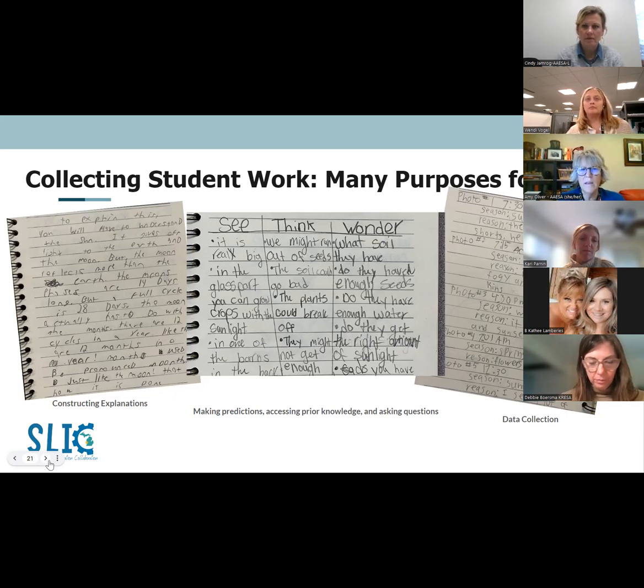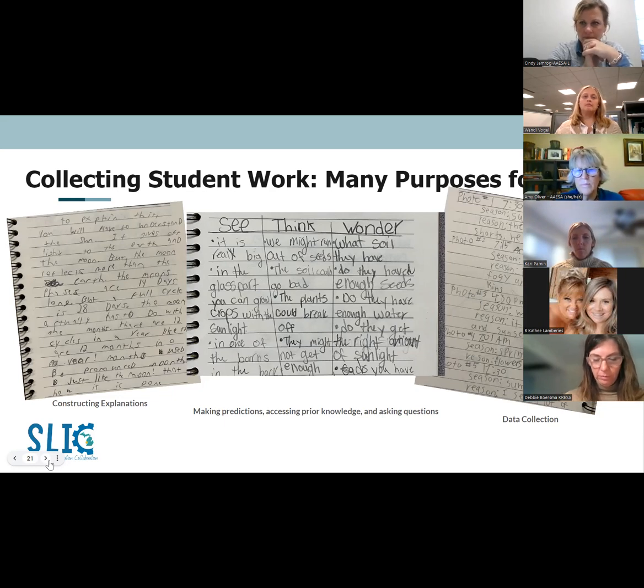But the middle one is a protocol that's really useful in science. It's the See, Think, Wonder, and it's a great way to ask kids to make predictions, and a great way for the teacher to see what their prior knowledge might be around the topic, and then they can get all of their questions out there as well. And then finally, on the far right, here's just an example of some data collection that they had done in an investigation. So I wanted to give you a wide variety of the different purposes that they had for the journals.